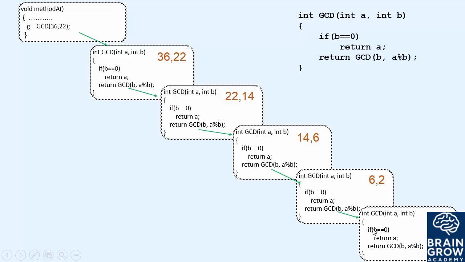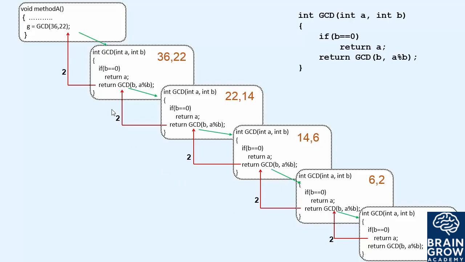0. Now this condition becomes true. We have reached the base case. So this winding phase will stop and unwinding phase will start. So this value of A will be returned from here. This 2 will be returned from here. It will be returned here, here, here, and here. So this value 2 will be returned to the original function call.